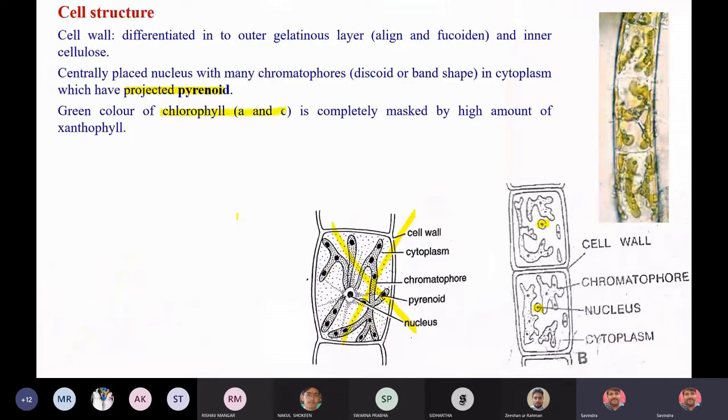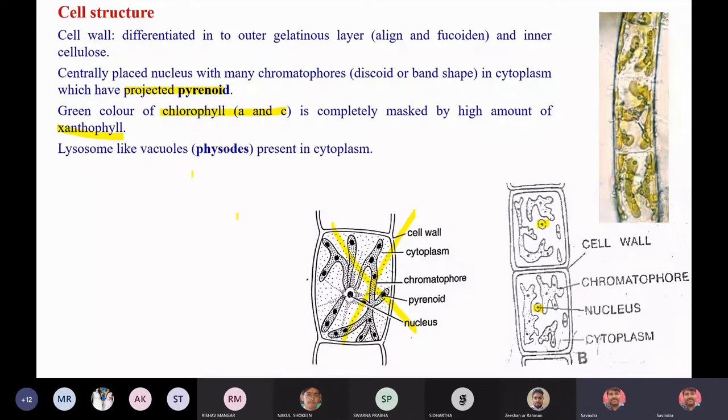Green color of chlorophyll a and c is completely masked by a high amount of xanthophyll. Xanthophyll ज़्यादा होता है, chlorophyll कम होता है, and it depends कि if in X algae chlorophyll is comparatively more, so it will give a more green color. If there is more xanthophyll in that algae, then it will give more brown color. So different shades of brown इसी वजह से होते हैं because they have different amounts or different concentrations of chlorophyll a and c along with xanthophyll.